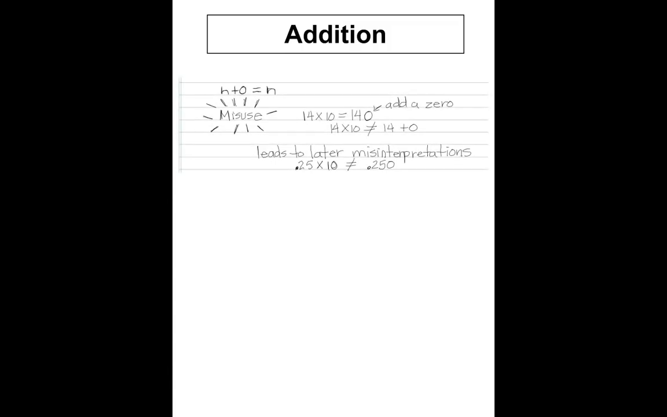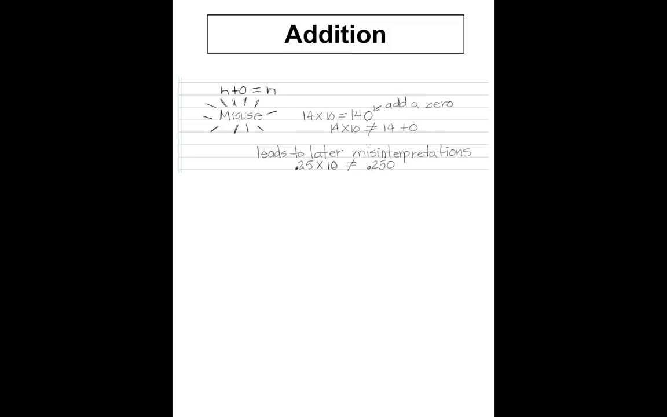So the identity property of addition is if I have any number or addend and I add 0 to it, I will get a sum of that same addend. A big, huge misuse of the addition property is when students are multiplying times 10 and they say the answer is 14. So I have 14 multiplied by 10 and you just add a 0. If I add a 0 to anything, I get that thing back. And so I know that 14 multiplied by 10 does not equal 14 plus 0.